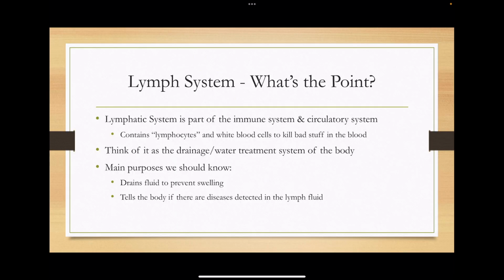So what does the lymph system do exactly? Well, it's part of the immune system as well as the circulatory system. It has special cells in its nodes called lymphocytes, as well as a lot of white blood cells to help kill off bad things in the blood. It also drains excess fluid from the spaces between the cells, so you can think of it like the drainage and water treatment system of the body. The two things we need to know that it does are to drain fluid, and in doing so prevent swelling, and to also detect diseases in the fluid that it drains.